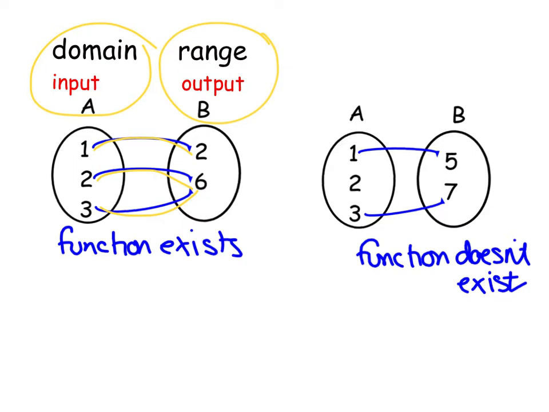If you look at this one over to the right, the number 1 has an output, the number 3 has an output, but the number 2 doesn't. So a function doesn't exist there. A function only exists if you have an answer when you put it in, so if you come out with an answer to the function.